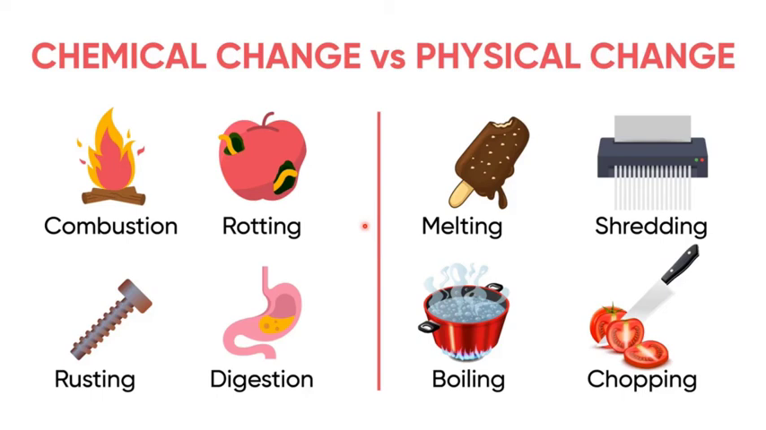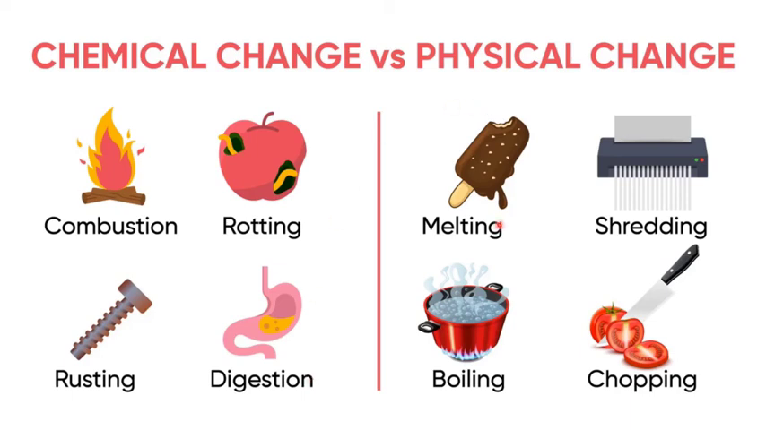Now let's see some more examples of chemical changes. The combustion, as I told you in the case of burning of a wood piece, the rotting of any fruit or vegetable, it is also chemical change. The rusting of iron is also a chemical change because a reaction occurs between the iron and the water and air, and the digestion is also an example of a chemical change.